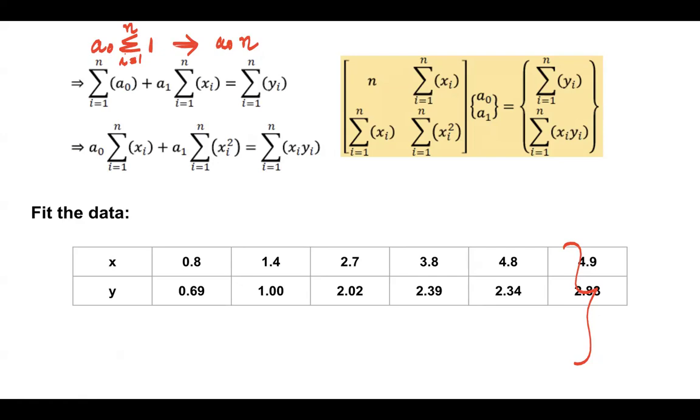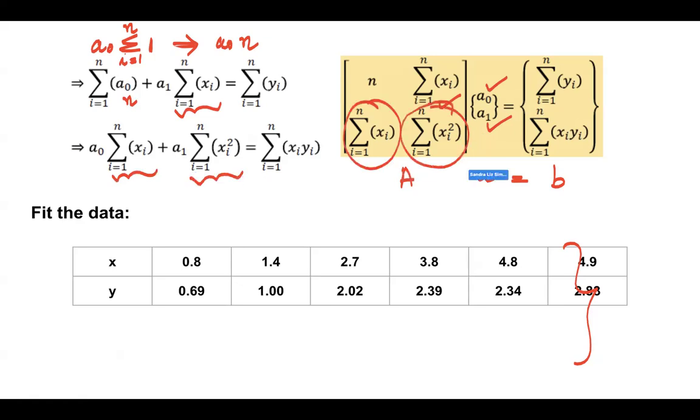Since now you have two equations and two unknowns, you can write it in the form of Ax equal to B, the standard form in which you used to write. What is the A matrix? A matrix will be the coefficient matrix. First let's take the unknowns. Unknowns are A0 and A1. Now we'll make the coefficient matrix A. The coefficient here is n. The coefficient here is sigma i equal to 1 to n xi, this term. Then for the next row, the coefficient is this part, and the coefficient is this part.